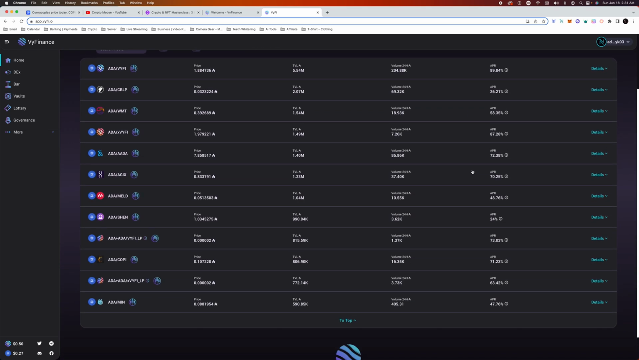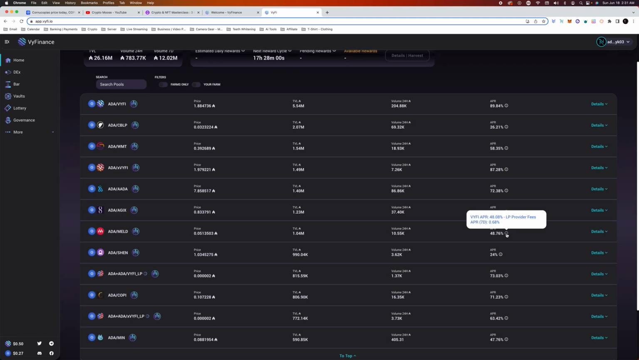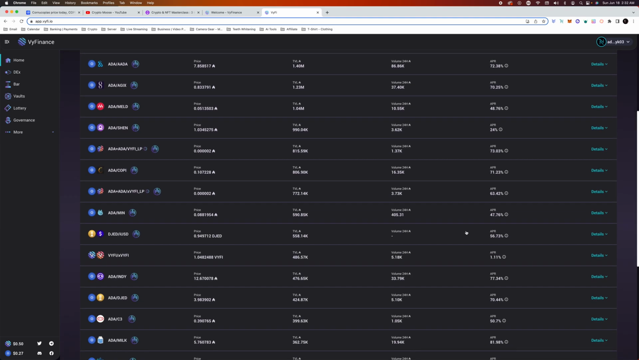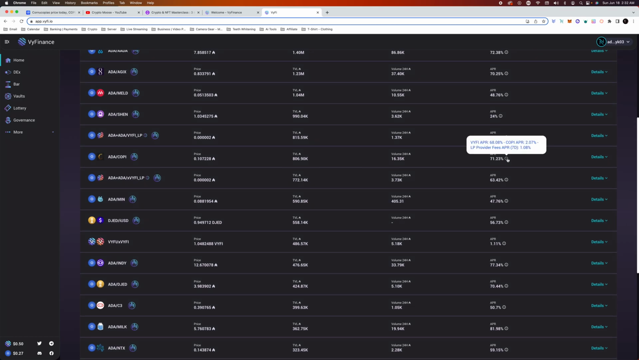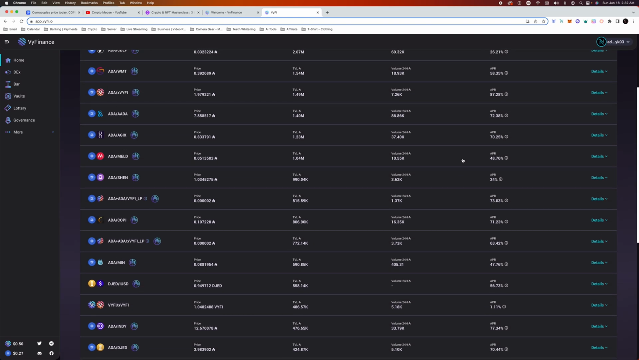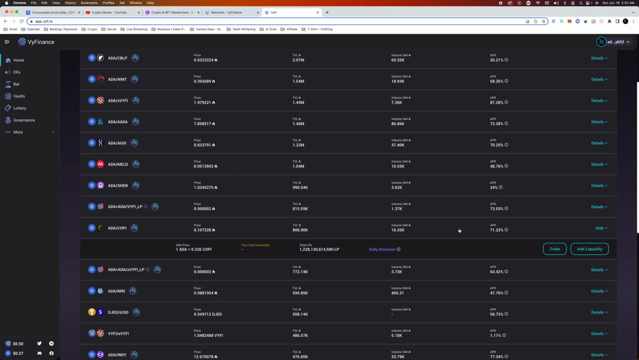So what I'm going to do is leverage what I already have. Let's say you have a lot of SNEC and you think it's going to be fine. Maybe try to get that APR. So ADA MELD right here, 48% VYFI, not bad, but I have a ton of COPI and MELD. If we take a look at the ADA COPI, you're looking at 68%. I will earn VYFI primarily. I'll earn a little bit of COPI, but I want to get that VYFI so that I can then push it towards this. So that's what we're going to do. That's what makes sense to me.